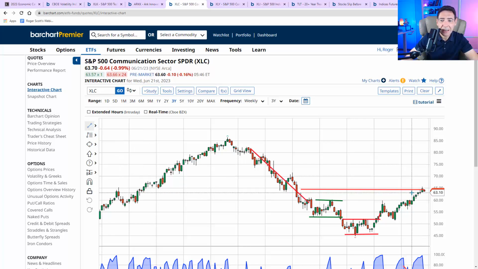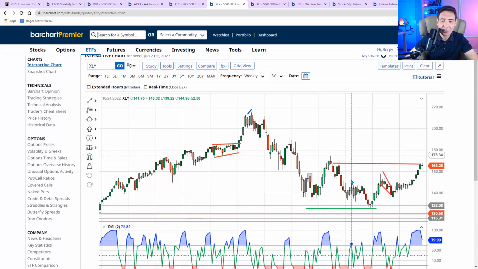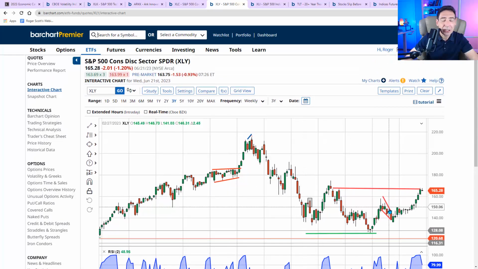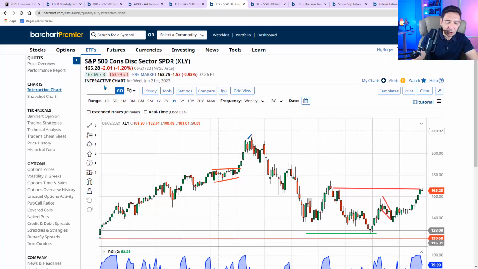For XLK, that range would be right here. I don't even have to draw a new line. I could just extend this one right here at the 60 level. So it's at 63 right now. Watch it and wait for it to break down. XLY, same thing. Look at that. It hit major resistance, not support, resistance, on a weekly chart. And look at where the RSI is. It's curling right now.